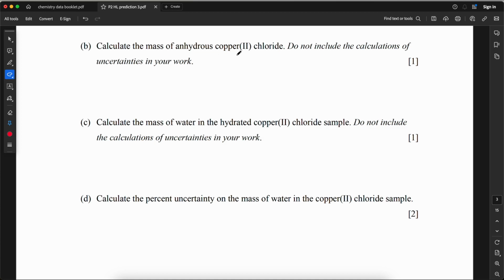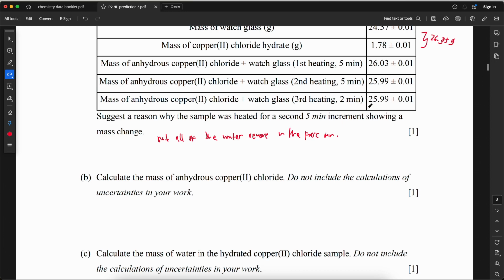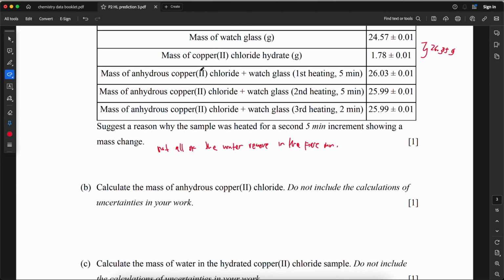Calculate the mass of anhydrous copper 2 chloride. Do not include the calculation of uncertainties in your work. So the CuCl2 mass is 25.99, and the mass of the watch glass is 24.57. So the mass of the copper chloride would be 25.99 minus 24.57, so it's 1.42 grams. This is without water, after all the water is removed or evaporated.